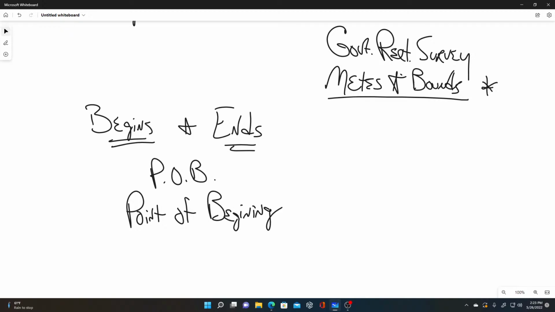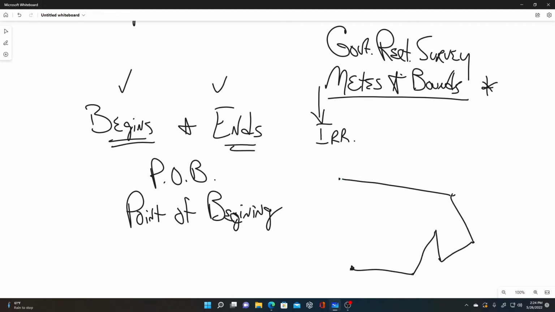I'm a creative speller. If you ever see me misspell something, don't worry about that. Just remember the point of beginning. It always has to begin and end there. Now, it's ideal for irregularly shaped parcels of property. Why? Because it could go out this way a certain number of feet, go down here a certain number of feet, come back here. You could go over to the old creek bed, and then right back up to the point of beginning. So metes and bounds always begins and ends at a point of beginning.